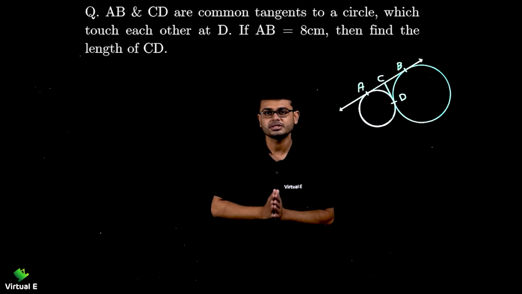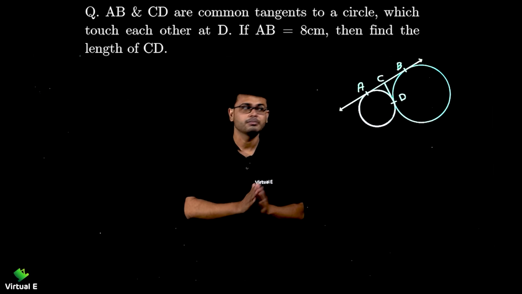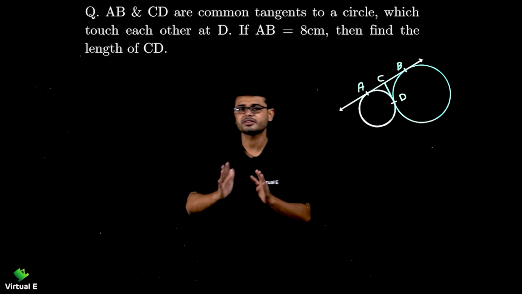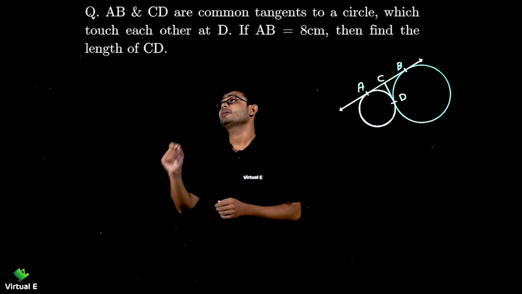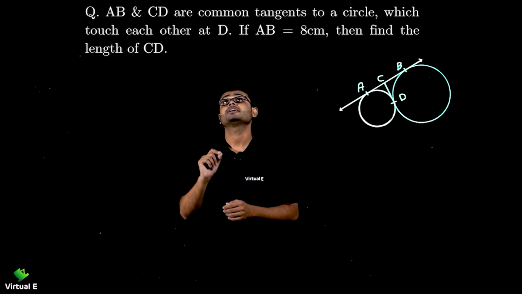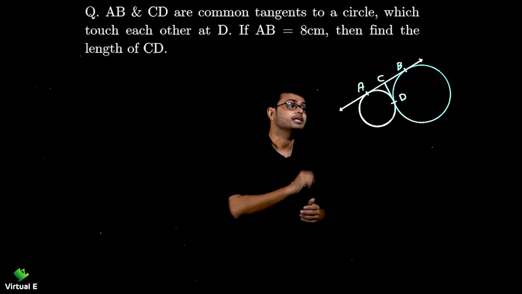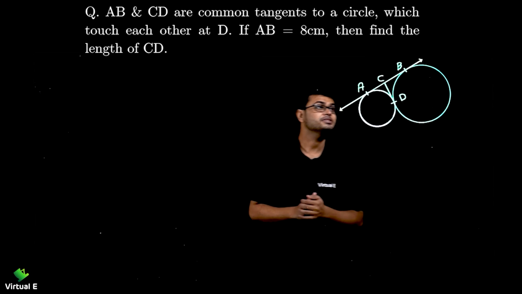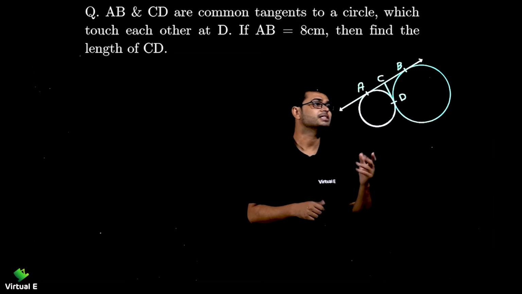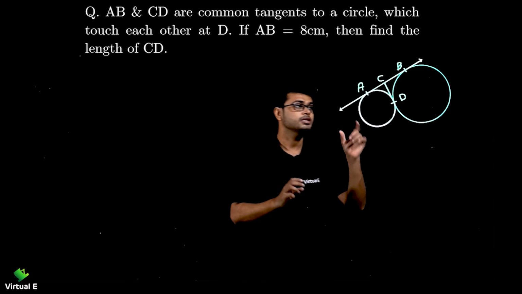Let's do an interesting question. Similar to the previous one, we are going to use the same theorem, but no triangle in this case, only two circles, right? Let's read the question first. AB and CD are common tangents to circles which touch each other at D. You can see that there are many tangents, and D is the point where the two circles touch each other.